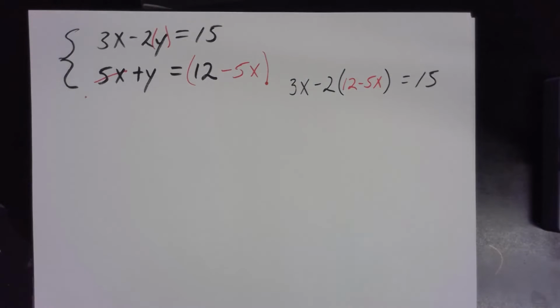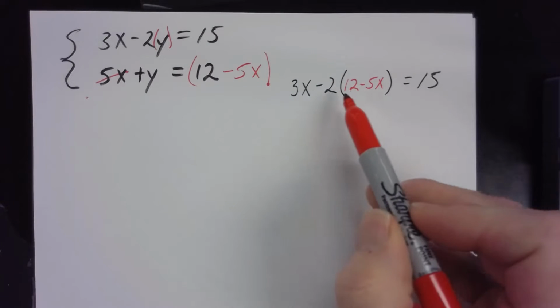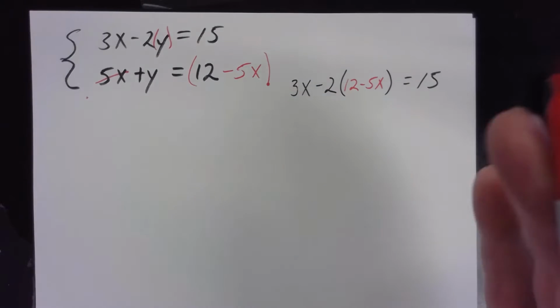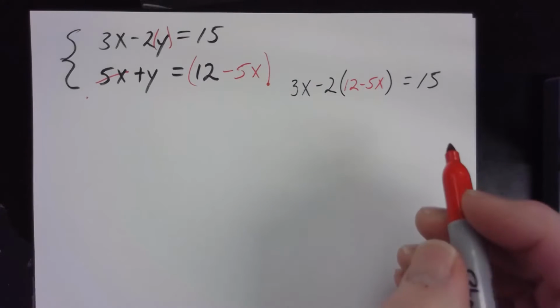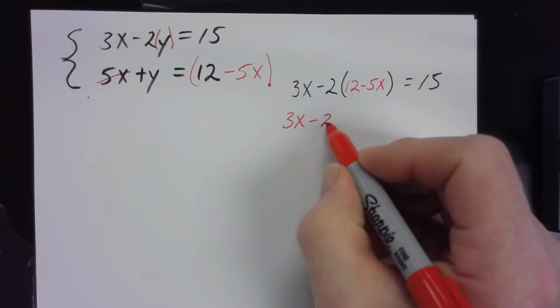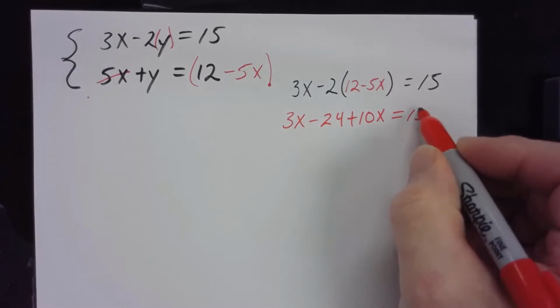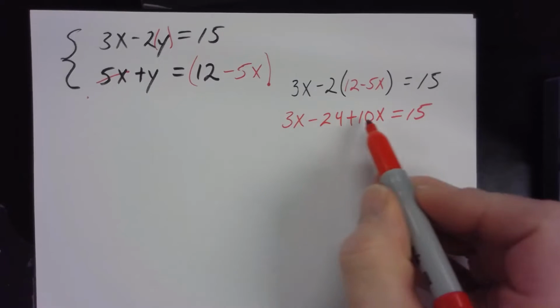And then at this point, how do we know we're on the right track? Okay, we only have one variable in our equation now, don't we? So that means that's good, right? So we can solve this. We can do it. Subtract 24 plus 10x equals 15. We can add our like terms.